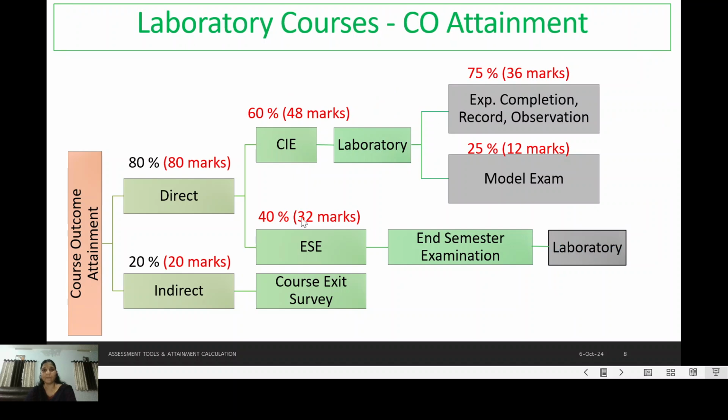So the next component is laboratory. Here the direct and indirect split is common. The change is in continuous internal evaluation and in the end semester. Here 60% we are giving to the continuous internal evaluation and 40% we are giving for the end semester examination. In laboratory courses we use 75%, that is 36 marks, taken from experiment completion or observation.